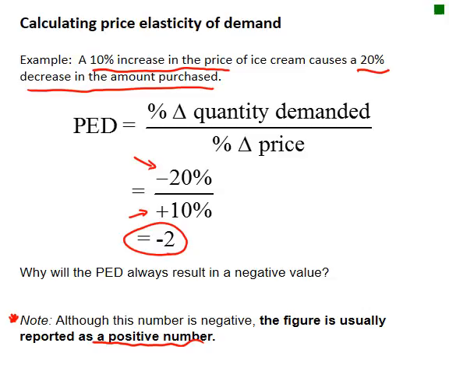But technically, if we use this formula, PED will always result in a negative value because of the law of demand. As price goes up, quantity demanded goes down. As price goes down, quantity demanded goes up. So they move in opposite directions. But please note, just for this type of elasticity, although the number is negative, the figure is usually reported as a positive number.